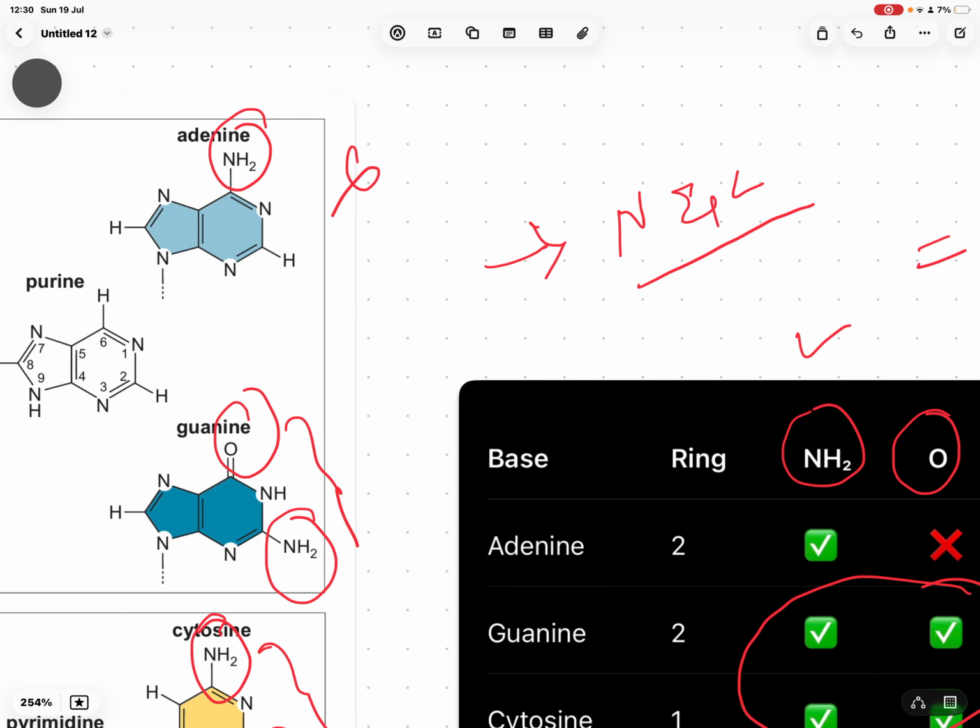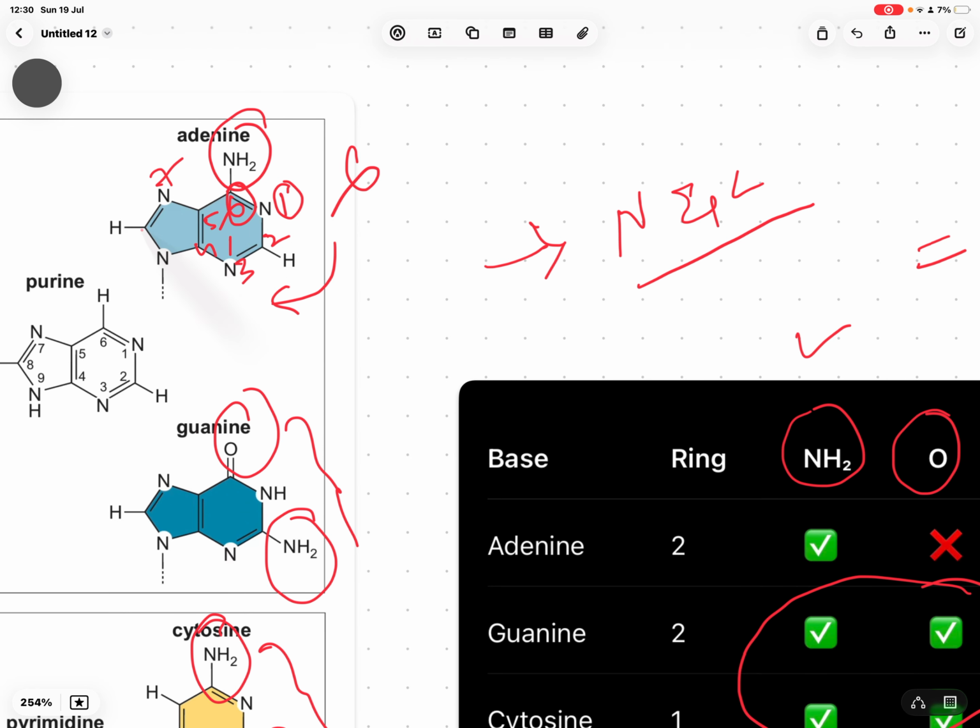In the case of purines, we start giving numbers from here. So we start from here, in a clockwise direction. This is the first atom, the second atom, third atom, fourth atom, fifth atom, and sixth atom. So the sixth carbon atom has the amino group.